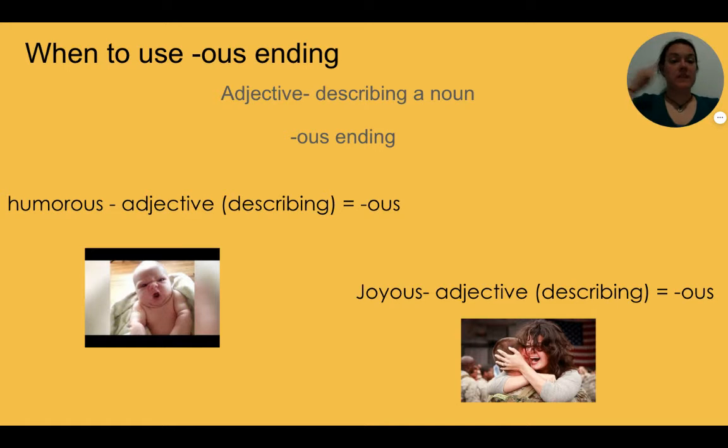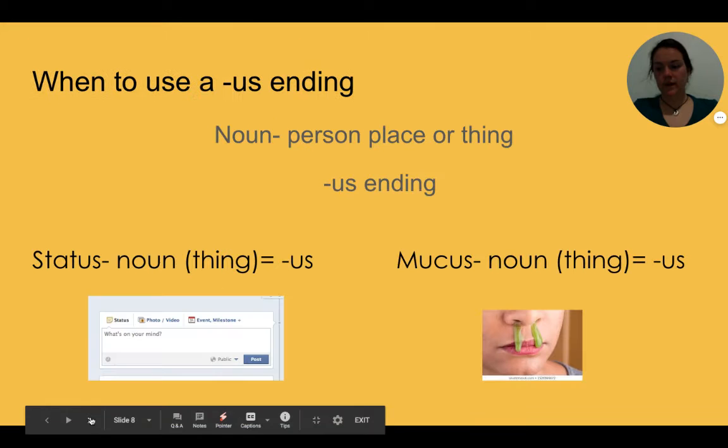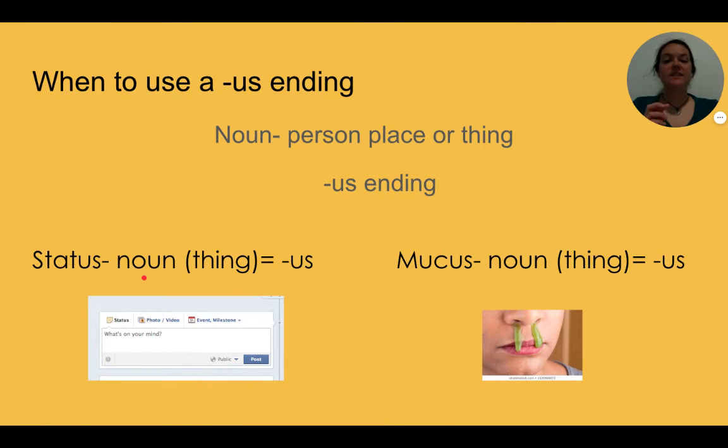So you'd think to yourself in your head, okay, when I'm writing, is this word a person, place, or thing, which is a noun, or is this describing, which is an adjective? And then I would use a US ending if it's a noun. So here we go. A status is a noun because it's a thing. So I know I would write US when I'm writing. I would write US rather than OUS.